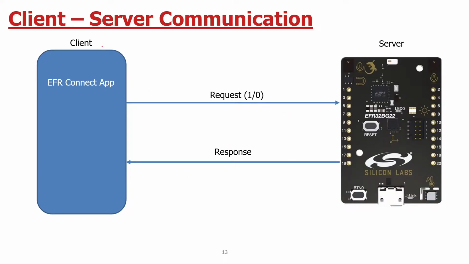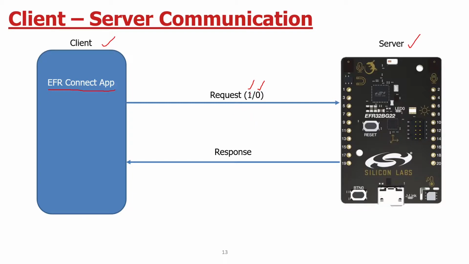On the client side, we have a mobile phone. Our mobile phone acts as a client, and we will install the EFR Connect app, through which we can send some commands to the server. In our case, the server is the EFR32BG22. Through the app, we will send either 1 or 0. If I send a 1 from the EFR Connect app, that will toggle the LED, and if I send a 0, then that will turn off the LED. That is how we will send from the EFR Connect app.